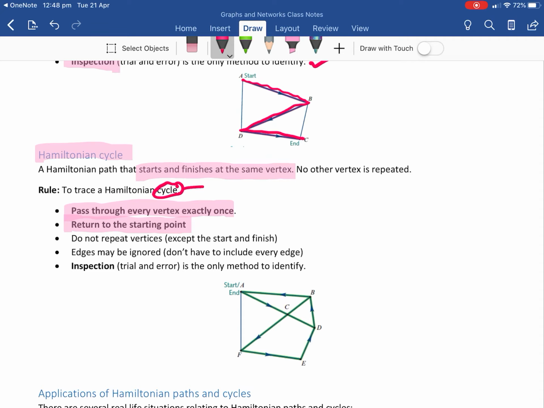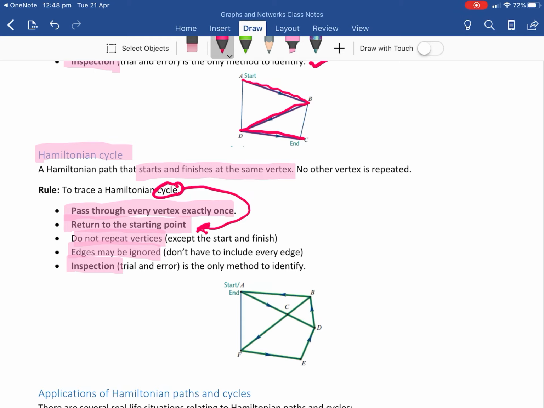Return to the cycle. It's the whole point. Do not repeat vertices except the start and the finish. Edges may be ignored, we don't really care. And again, inspection. The only way to really identify whether it's a Hamiltonian cycle is just by looking.